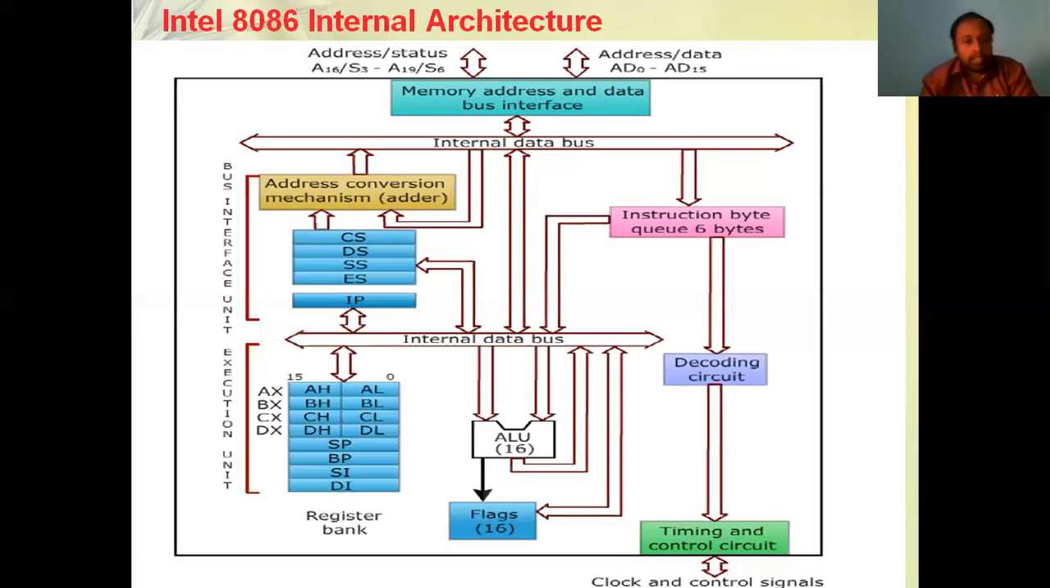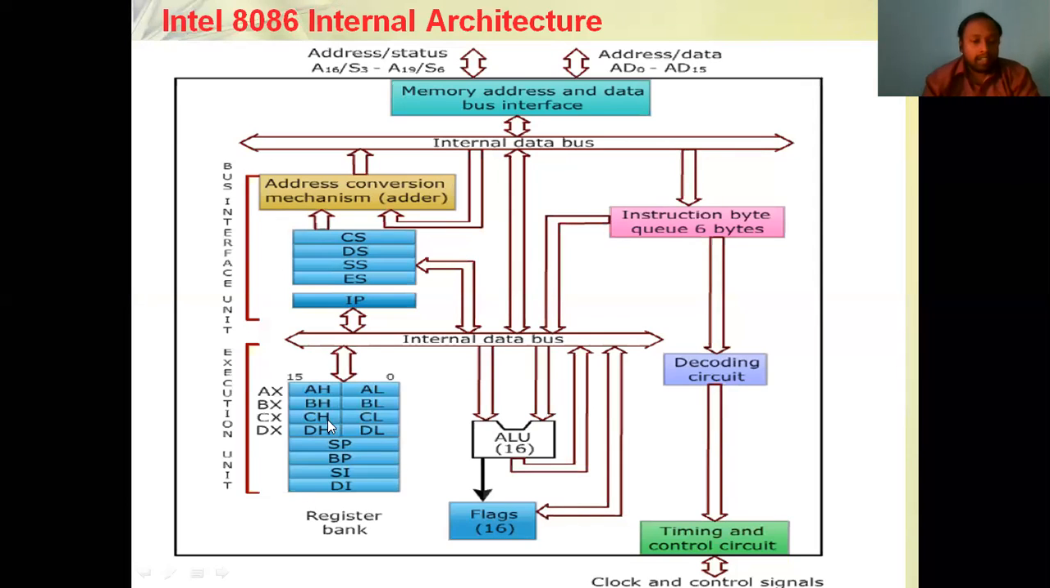So this is about the architecture, where it is divided into bus interface unit and execution unit. In the bus interface unit, you can see all the segment registers and address conversion, how these two 16-bit addresses, segment and offset address, are combined to make a 20-bit address, which is taken care of by this orange block. And the instruction byte, whatever instruction we give, is decoded and then kept in a queue to be executed by the ALU.